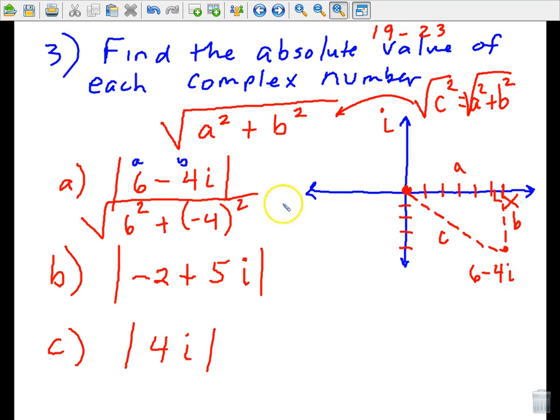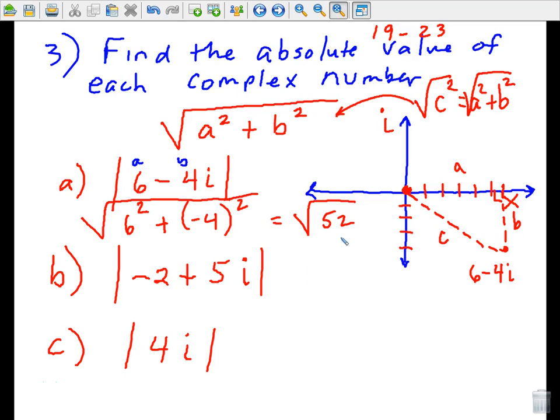Okay, so let's simplify this, and I'll kind of speed up a little bit. Hopefully you see that that's going to be the square root of 52. And we need to simplify. Remember, you always write these in simplest radical form. So let's think of a perfect square number that divides evenly into 52.